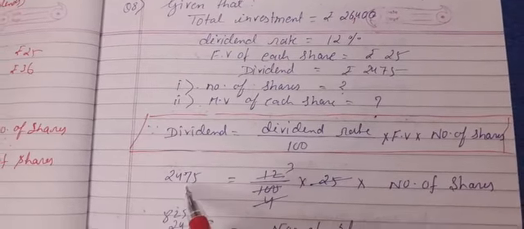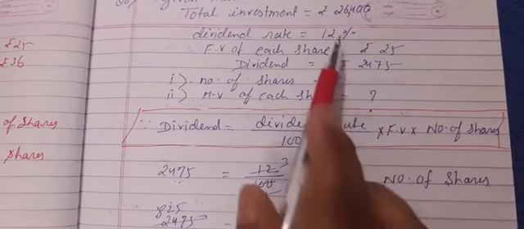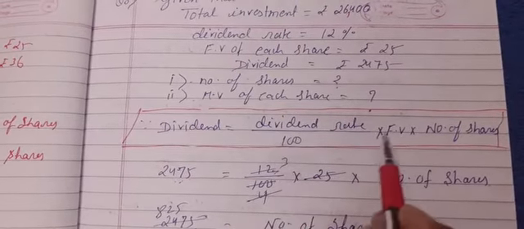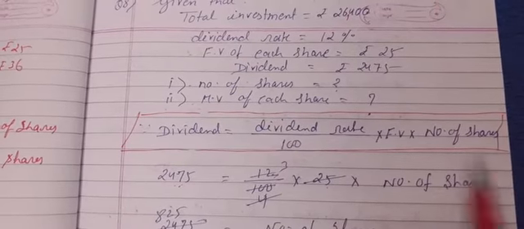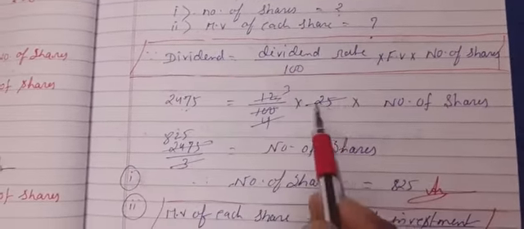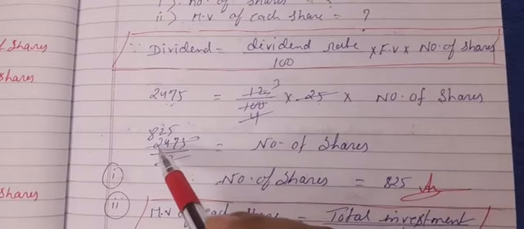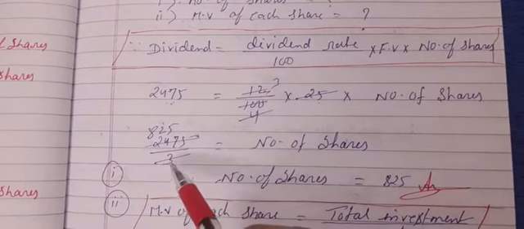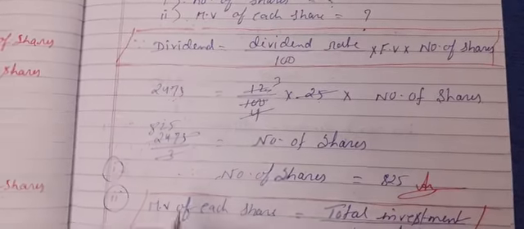Dividend is given, so I use 2475. Dividend rate was given, that is 12%, so I have written here 100. Face value is given, 25, so I have written here. Number of shares was not given, so we are going to find out this value. Then I have calculated that 25 4s are 100 and 4 3s are 12. Then 3 came here, so 2475 divided by 3 is equal to 825. It means the number of shares is 825. So this is your first answer.